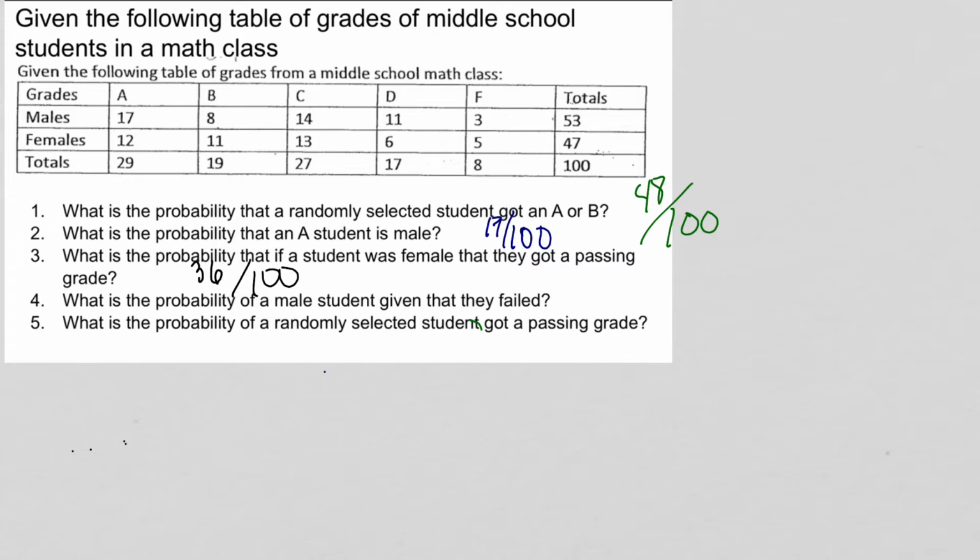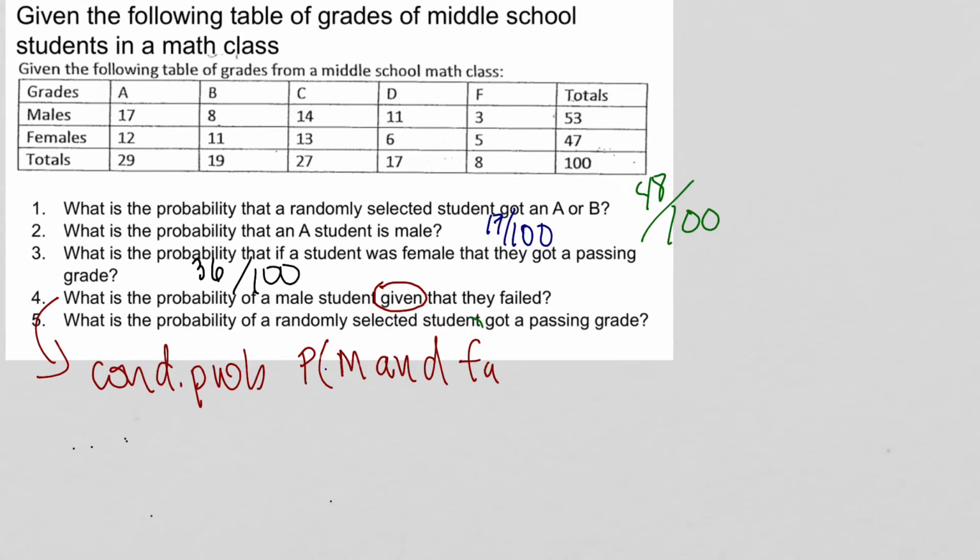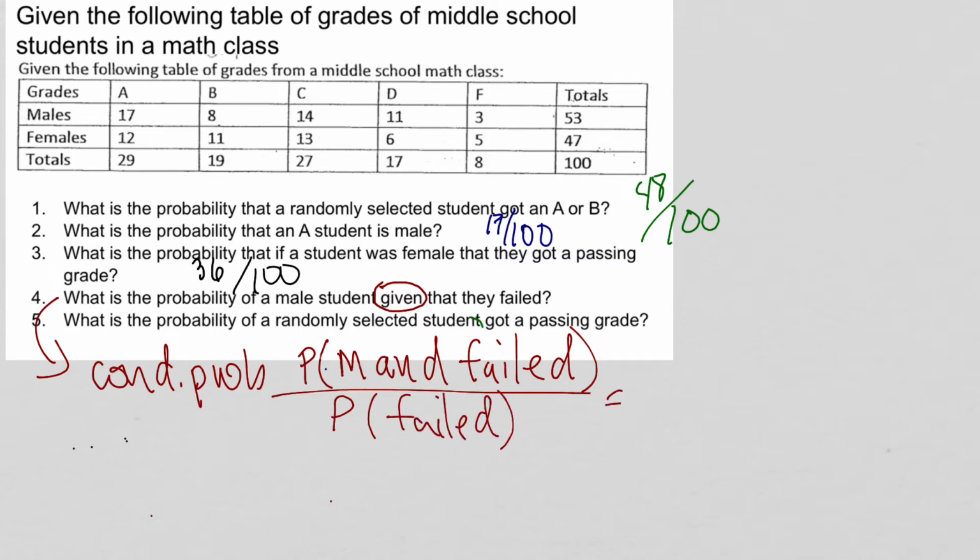What is the probability of a male student given that they failed? Because of the word given, we're going to be using the conditional probability formula, just like we did at the warm-up. So I need to find the probability that this person is male and they failed a class, divided by the probability failed. Remember what I said. You are failing if you have a D and an F.